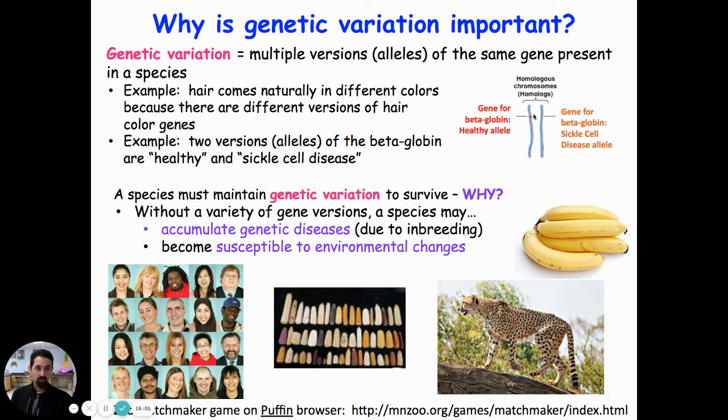Having genetic variation allows us to have multiple varieties of alleles, and as a species, you would accumulate genetic diseases due to inbreeding if you didn't have variation here. Everybody would have sickle cell, let's say. Cheetahs are a good example of inbreeding. There was a very small population of cheetahs, and some populations have real problems with recessive genetic disorders because they don't have enough variation.